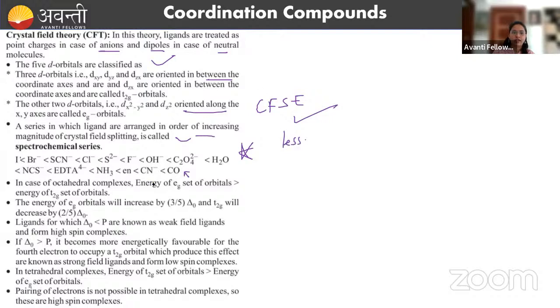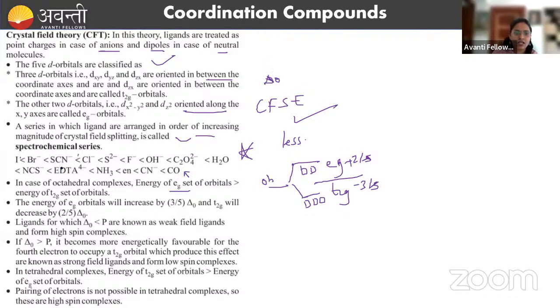In case of octahedral complexes, the energy of the eg set of orbitals is greater than the t2g set. So for octahedral, eg is above and t2g is below. t2g has 3 orbitals, eg has 2 orbitals. This is for an octahedral complex, right? So here the difference is what? For t2g it is minus 3/5 and here plus 2/5 energy. The crystal field splitting energy for octahedral we show as delta 0.